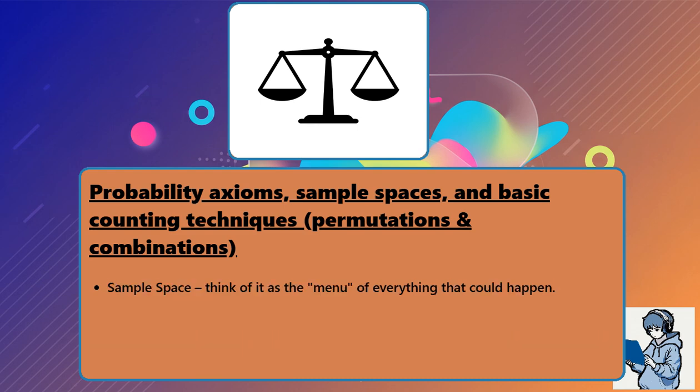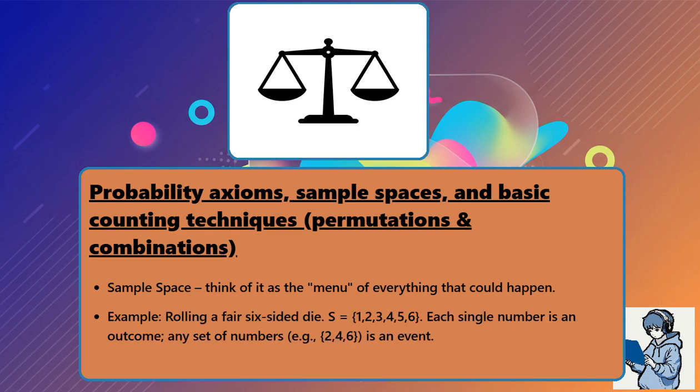Sample space: think of it as the menu of everything that could happen. Example, rolling a fair 6-sided die. The sample space is the set {1, 2, 3, 4, 5, 6}. Each single number is an outcome. Any set of numbers, such as {2, 4, 6}, is an event.